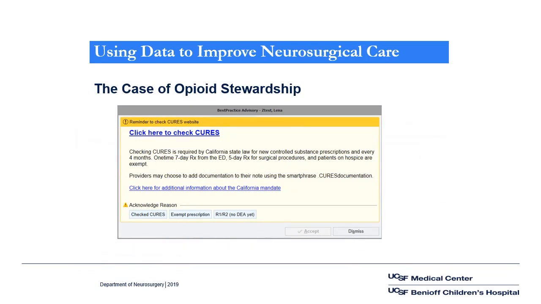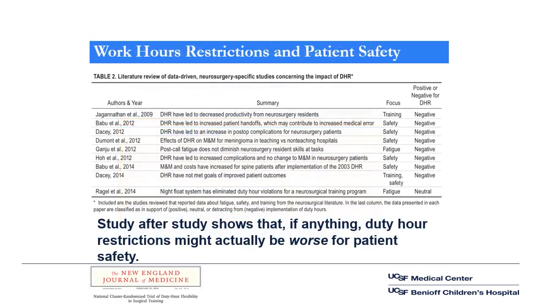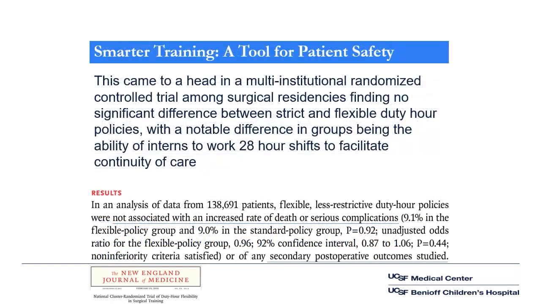This is an example of the best practice alert box that shows up in patients' charts and reminds providers to check CURES when they're prescribing opioids on discharge. Another important component of patient safety is work hour restrictions. While work hour restrictions were implemented in order to improve patient safety, study after study shows that if anything, duty hour restrictions might actually harm patient safety.